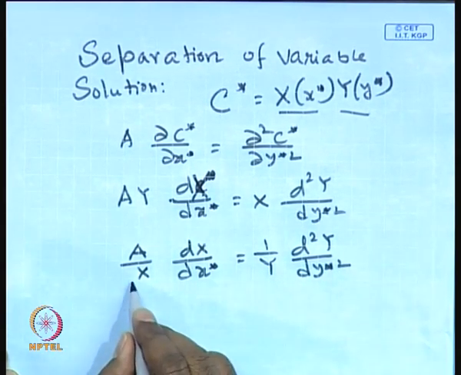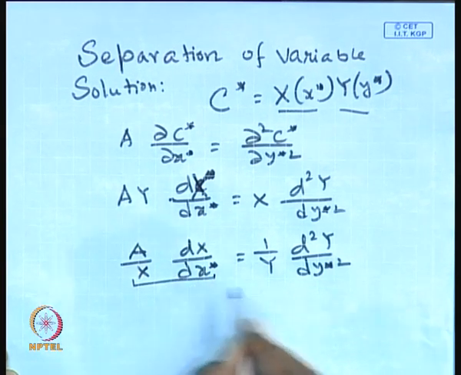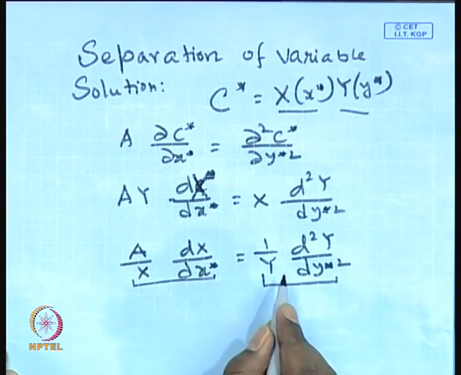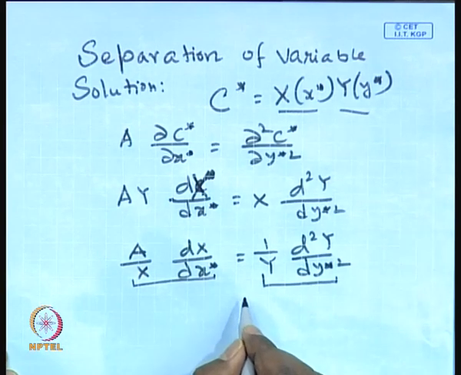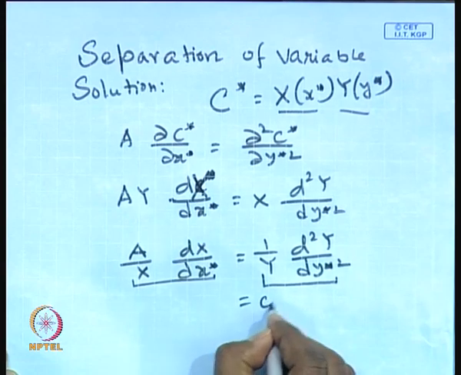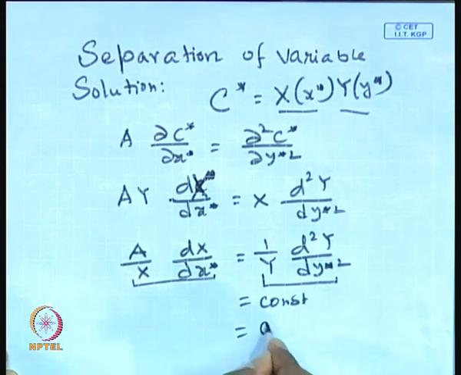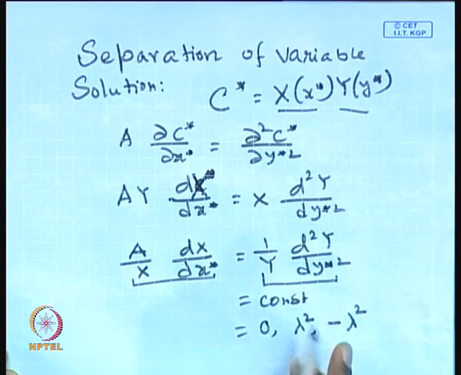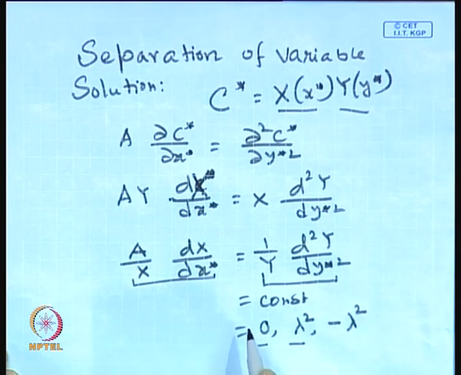Now, the left hand side is completely a function of x, the right hand side is completely a function of y, and they are equal, and that means this equality will be some constant. So, this constant can be 0, can be positive, can be negative. If it is 0 or positive, we can show that we will be landing up with a trivial solution which you are not looking for. So, for a non-trivial solution, this constant must be negative and this constant will be minus lambda square.